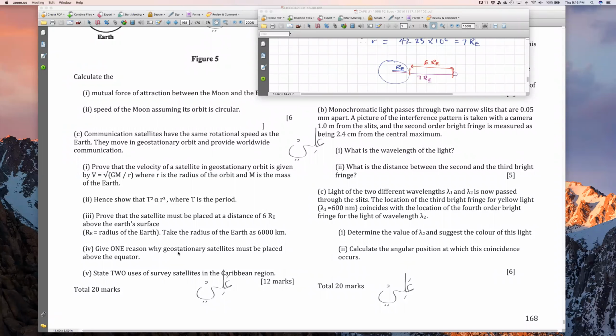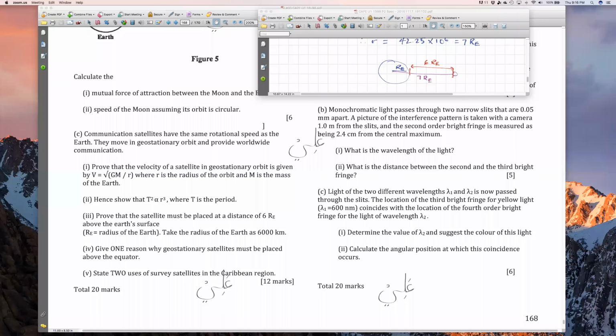Right, so that's one reason why a geostationary satellite must be placed across the equator. If you place it at any other point, it will be moving relative to the Earth's surface. And once it moves relative to the Earth's surface, it will no longer be a geostationary satellite. The next part, state 2 uses of survey satellites in the Caribbean region. All right, so I did one in class, but I didn't mention a second use.